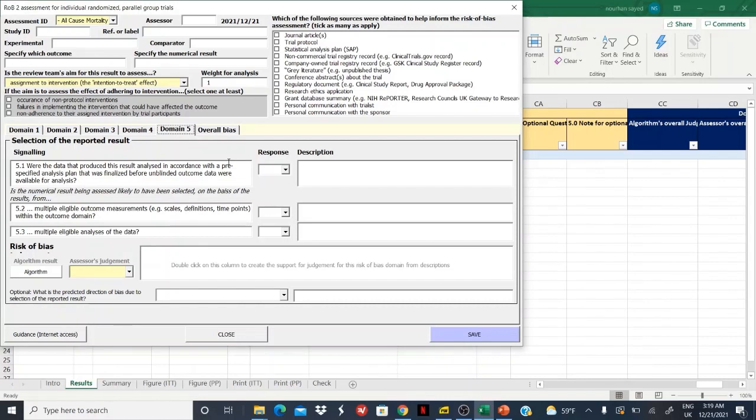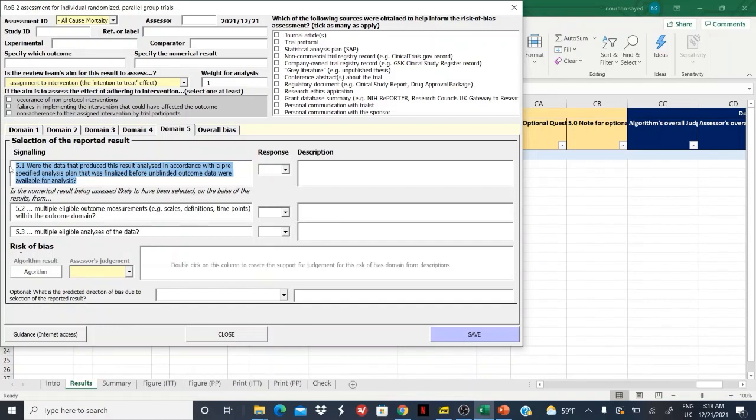And so the easiest way to tell if this could have been a possibility is to see if there is a protocol which pre-specifies the outcomes of interest, as well as how they're going to be measured and assessed. So the first question in this subdomain asks us, was the data that produced this result, in our case this all-cause mortality, analyzed in accordance with a pre-specified analysis plan finalized before the unblinded outcome data were available for analysis.